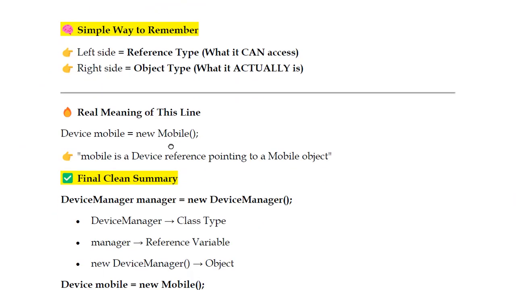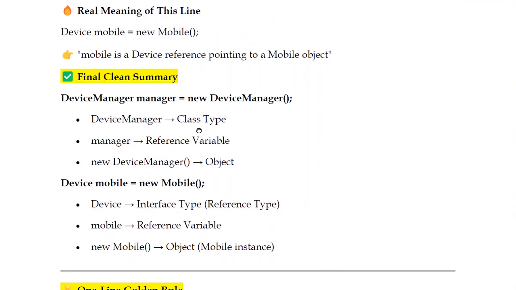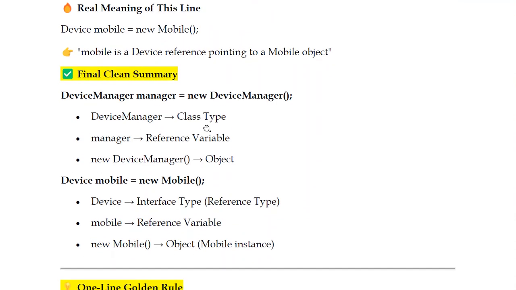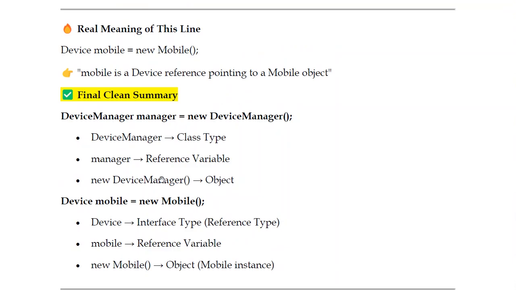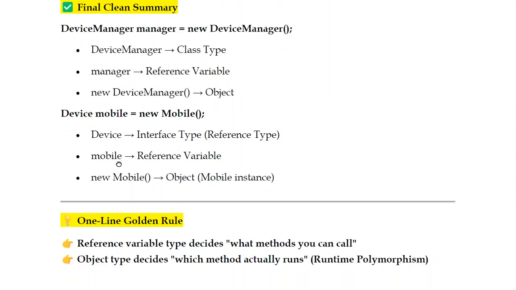I hope you're clear so far. Next, an important rule that you should follow. Try to understand the meaning of a line. Mobile is a device reference, a reference variable pointing to a mobile phone object. So, the final summary: device manager is a class type or reference type, manager is a reference variable, new device manager is the object. Same thing for device, which is an interface: mobile is a reference variable, and new mobile is the object.